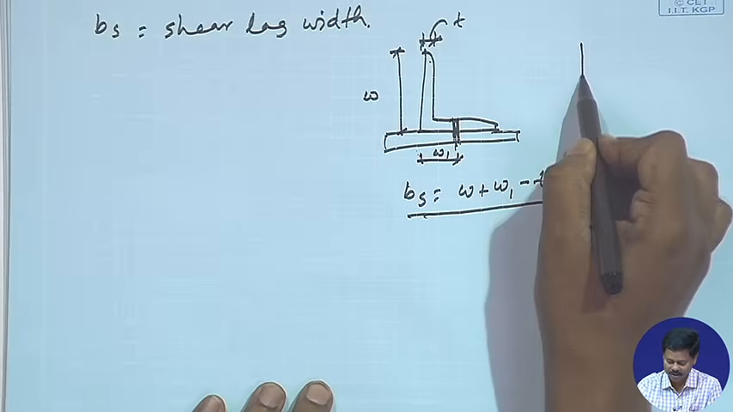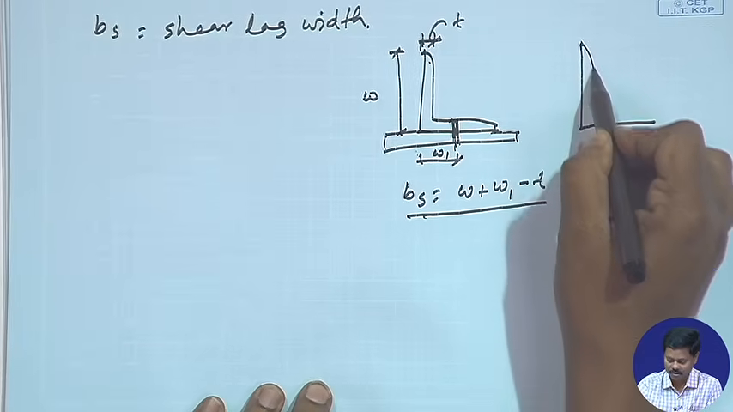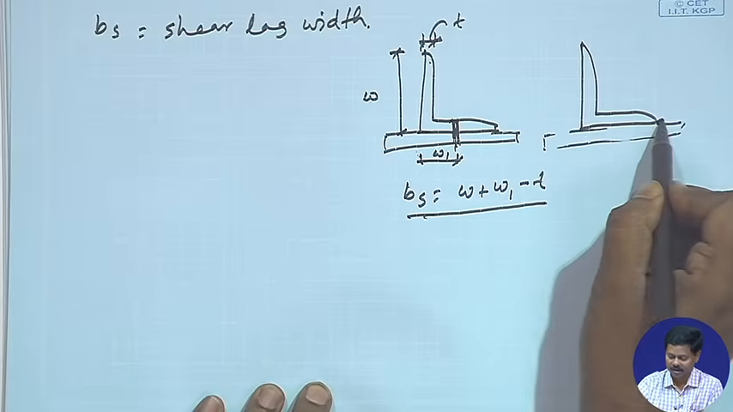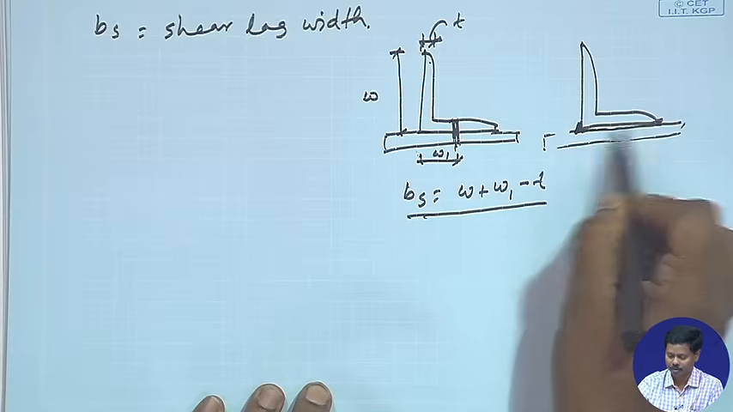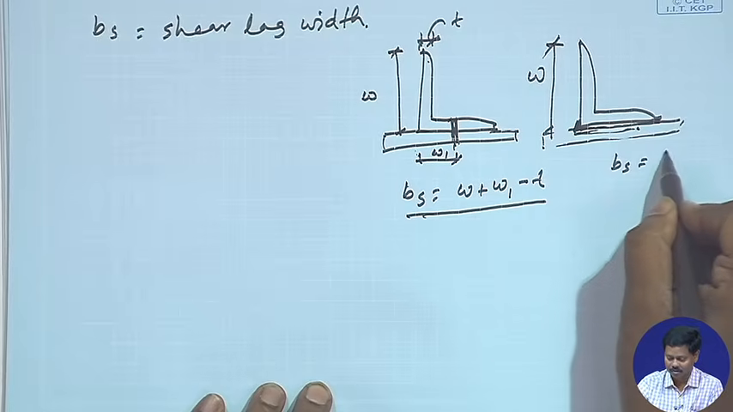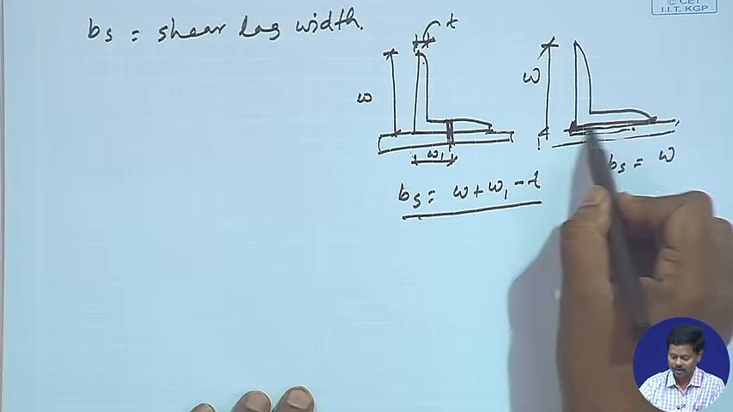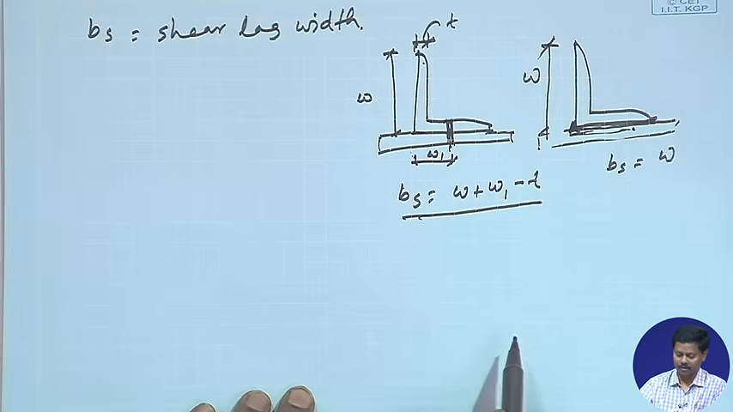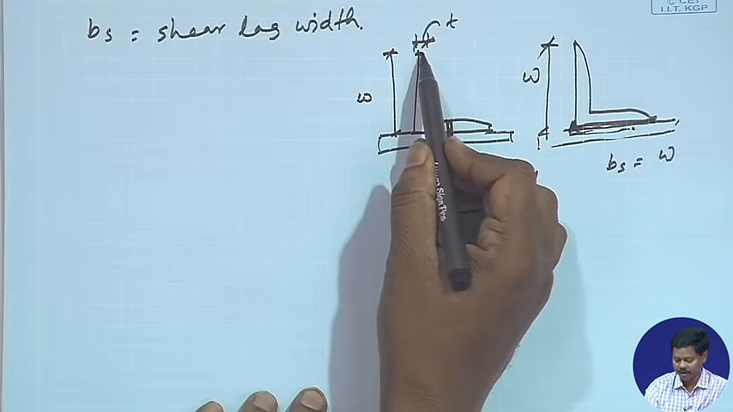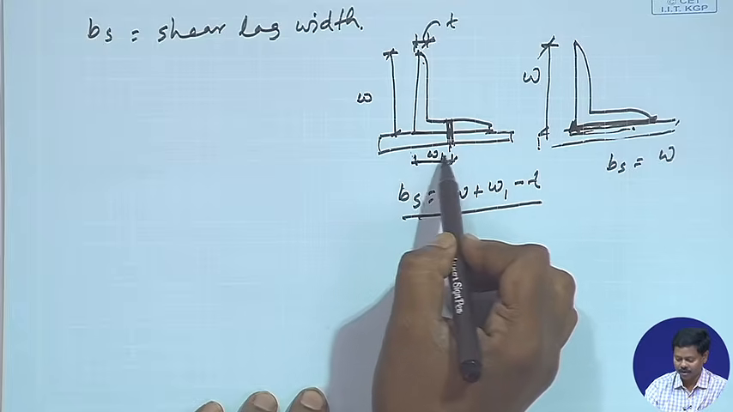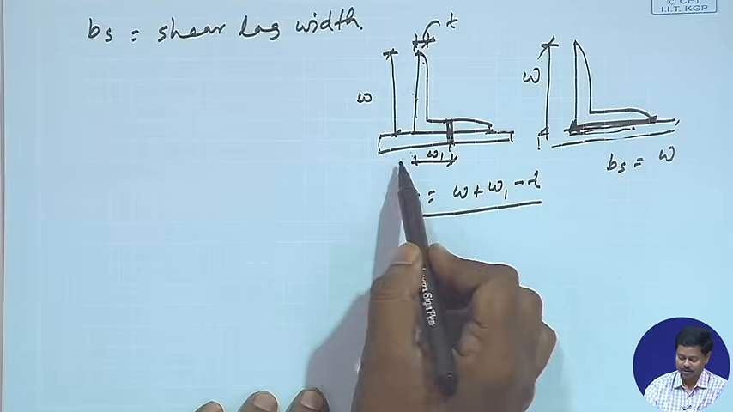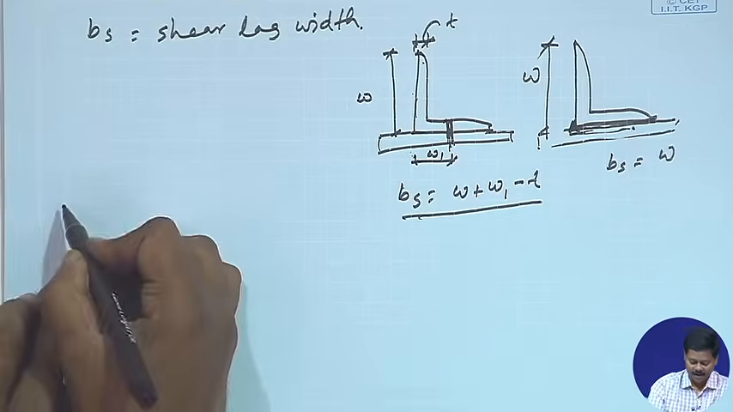But if it is connected with weld connections, it will be connected here and here, throughout, right. So here we can calculate Bs as simply W, because it is connected up to this, right. So Bs is the outstanding leg width and the width which is not connected from the outstanding leg width side, right. So W plus W1 and Lc.